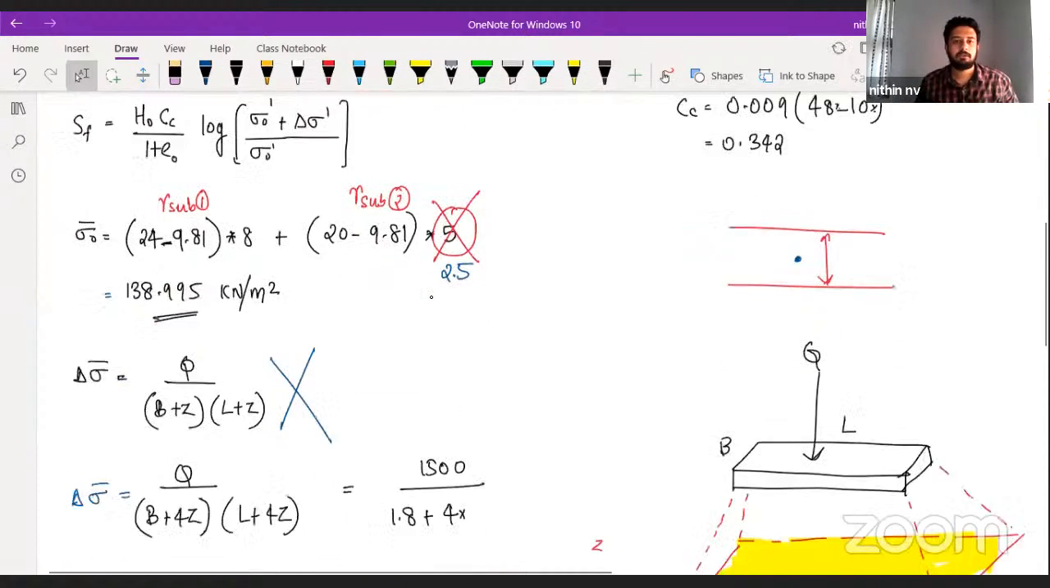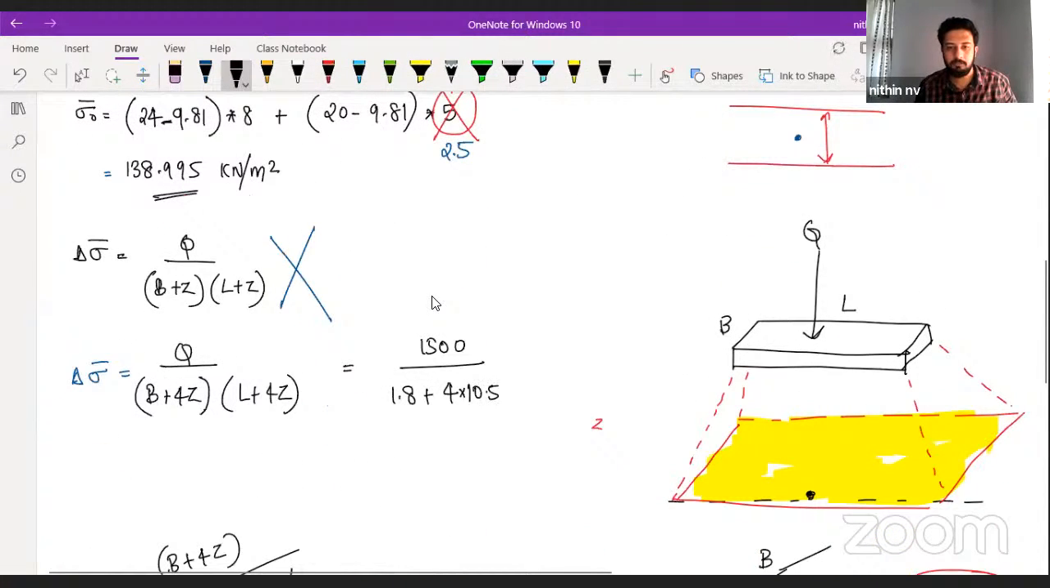So substitute there 4 into 10.5. Can I take the square directly? Because it is the same. If it is a square, then directly the same. So that is going to be around 2.606.